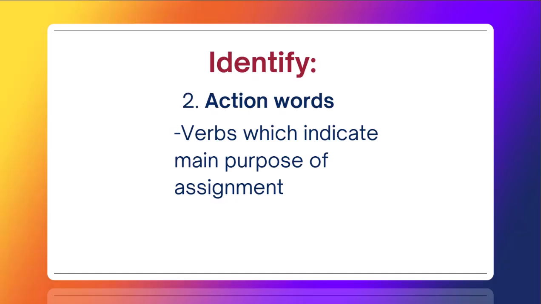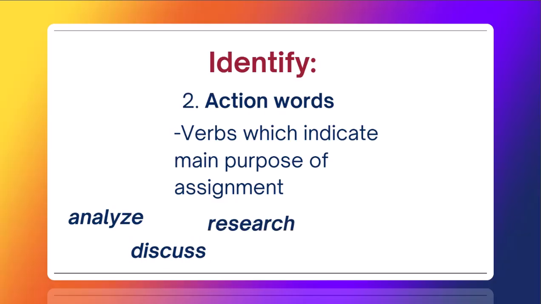Action words are verbs which indicate the main purpose of an assignment, like analyze, discuss, research, compare, explain, or argue. Note that most assignments will be asking you to add your own voice and synthesis, unless otherwise indicated. For example, if you are asked to compare two arguments, it is likely not enough to simply summarize their claims. Look for additional action words in instructions or a grading rubric to guide you.